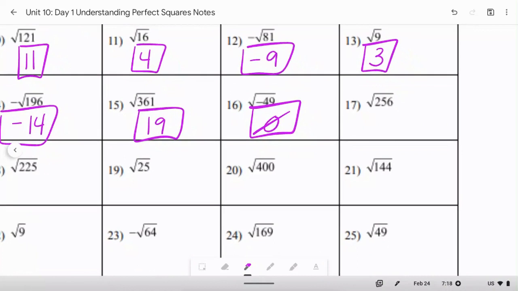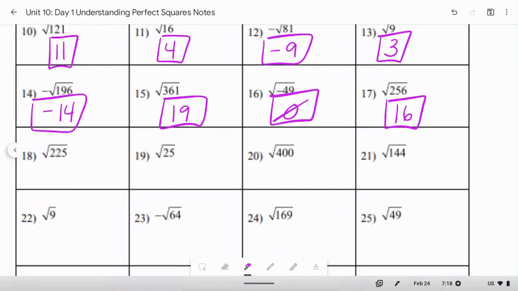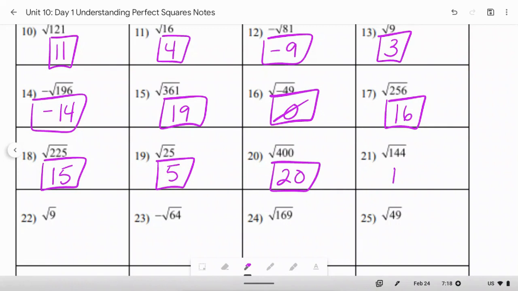The square root of 256 is 16. The square root of 225 is 15. The square root of 25 is 5. The square root of 400 is 20. The square root of 144 is 12.